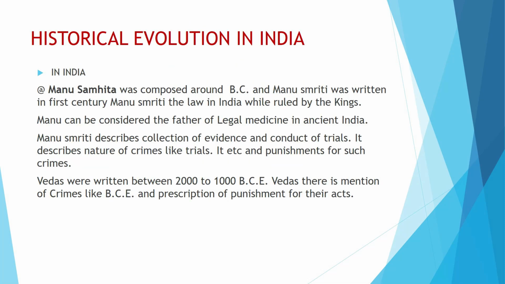Next is historical evolution in India. Manu Samhita was composed around BC and Manusmriti was written in the 1st century. Manusmriti was the law in India while ruled by the kings. Manu can be considered the father of legal medicine in ancient India. Manusmriti describes collection of evidence and conduct of trials. It describes the nature of crimes, trials, etc. and punishments for such crimes. Vedas were written between 2000 to 1000 BCE. Vedas mention crimes and prescription of punishment for such acts.